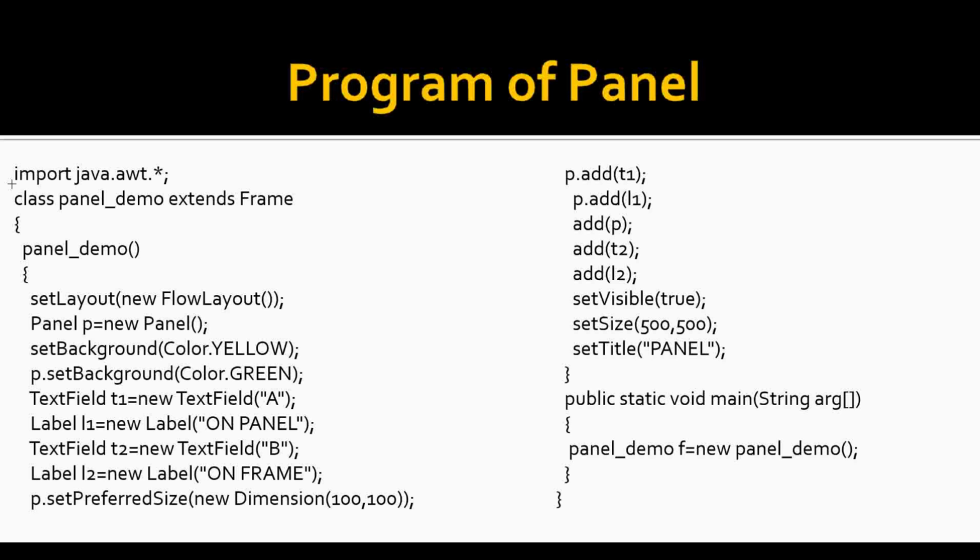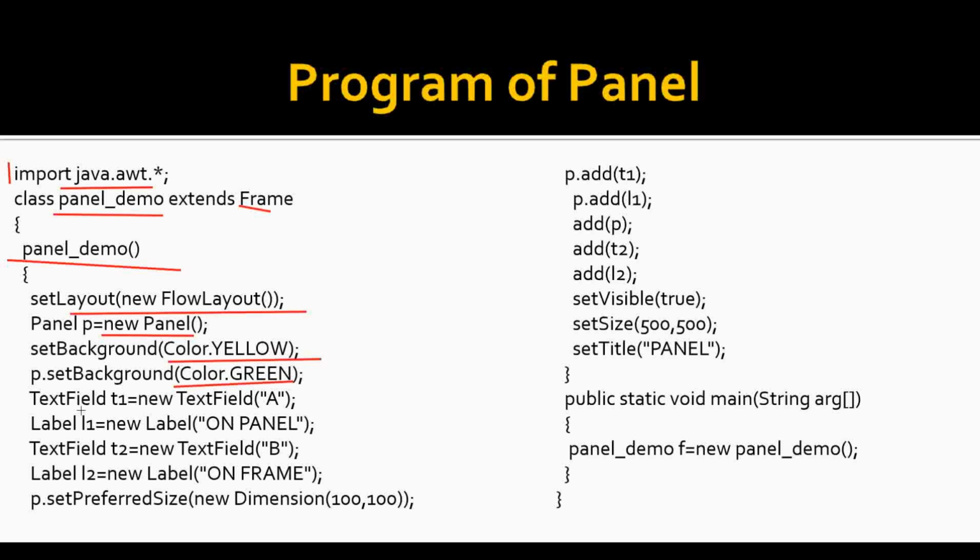Now let's see the program of panel. Here this line is used to import AWT package in class, which is used for frame and other AWT components. This is the class name, which extends Frame class. This is the class constructor. Here I use layout as a flow layout. Here I create a panel with object P. Here I set background of frame as yellow and set background of panel as green.